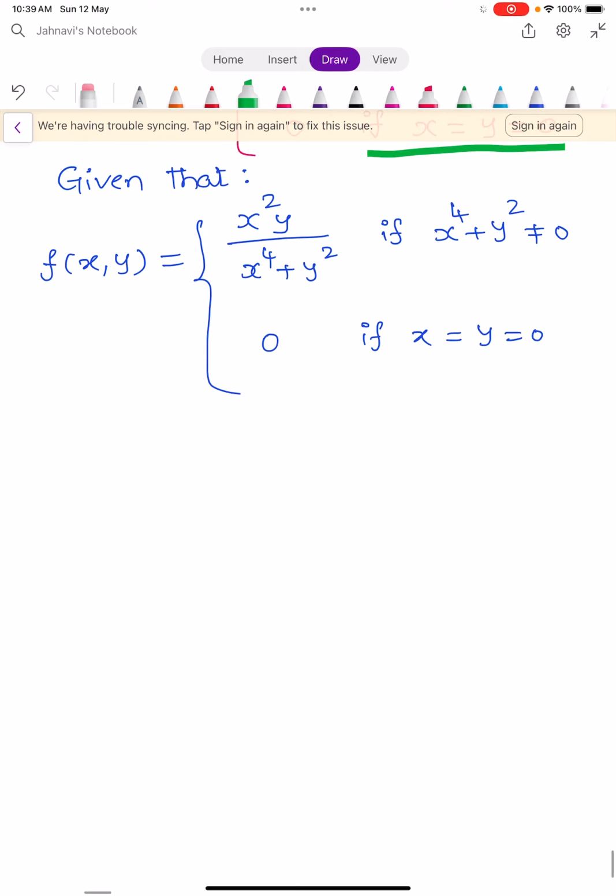So they have given this function. f(x, y) is equal to x squared y divided by x to the power 4 plus y squared if x to the power 4 plus y squared is not equal to 0. Otherwise it is 0, when x equals y equals 0. So now we solve this problem.